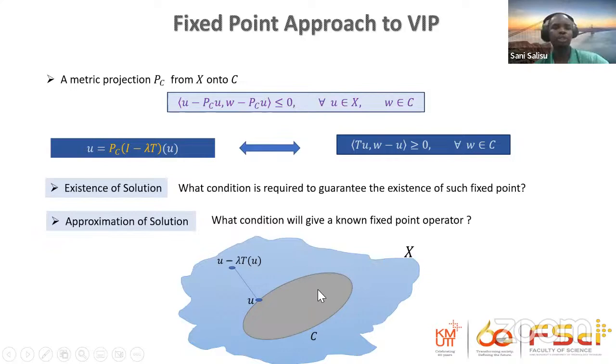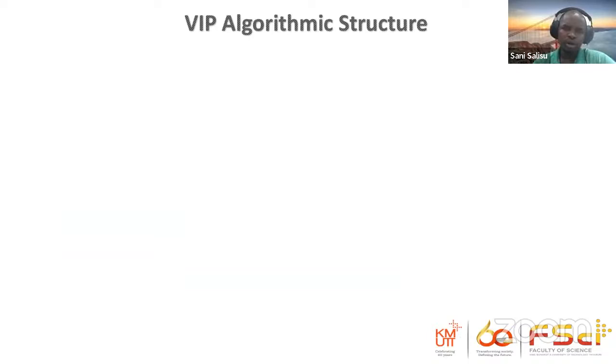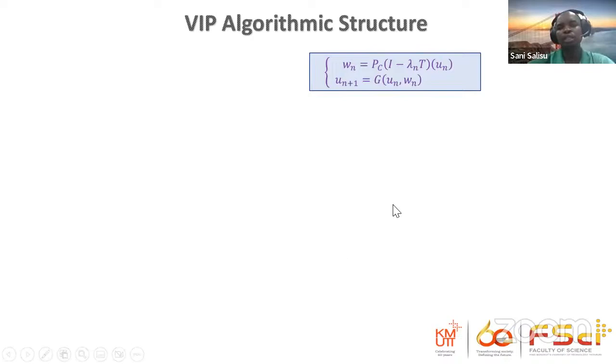So what is the structure of the algorithms? Most of the algorithms that can be found in the literature take the following form: W_n equals P_C of something. Why is this? You can see the first line is motivated from the fact that when this W_n equals U_n, you always have the solution of the variational inequality, because of the initial statement that this coincides with the fixed point.